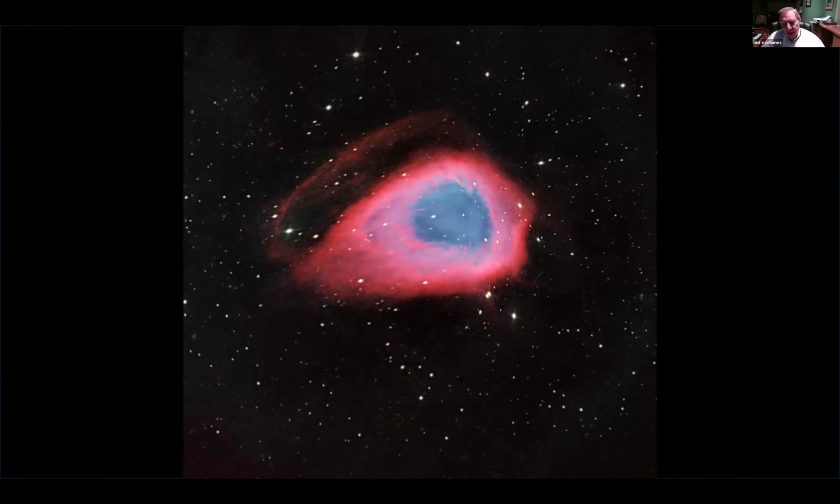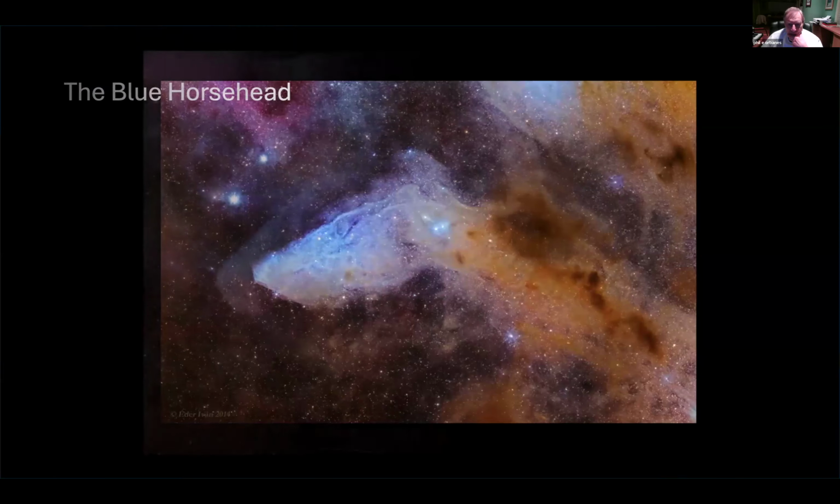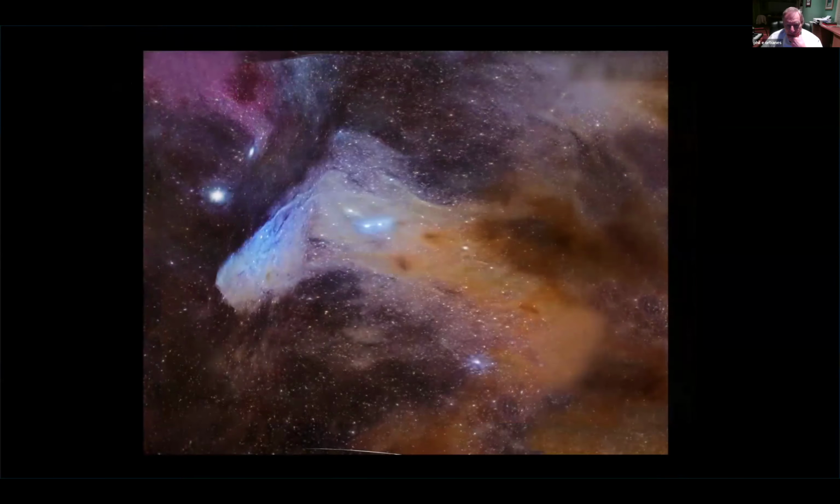So here's what it would look like if it was seen from a distant solar system on the west. Moving on, here's the blue horsehead, which is in Scorpio. And if we saw this from the, pardon me, that was from the east. If we saw this from the west, a lot more of this foreground nebula would be obliterating the horsehead. And I thought that was rather amazing that Photoshop could figure that out.